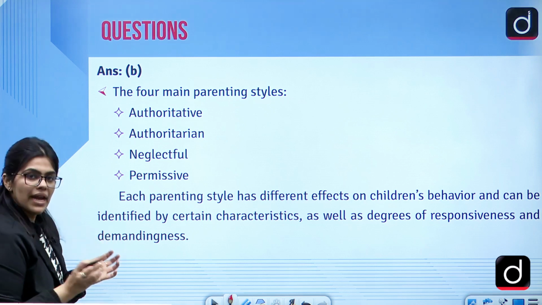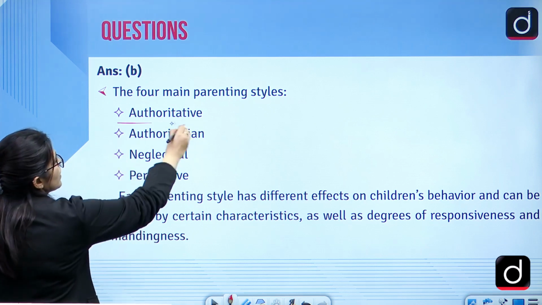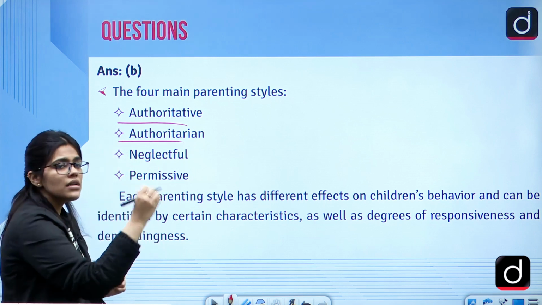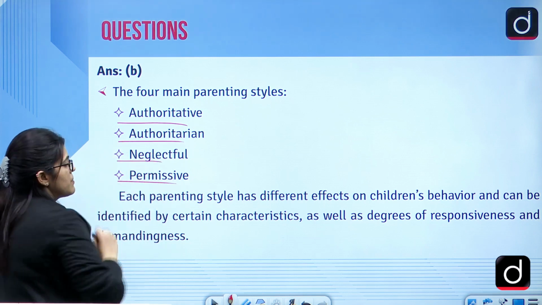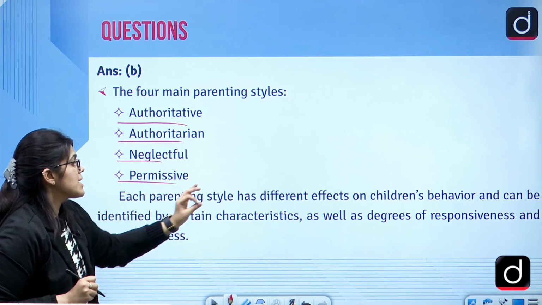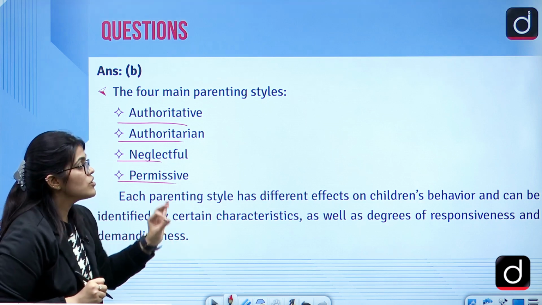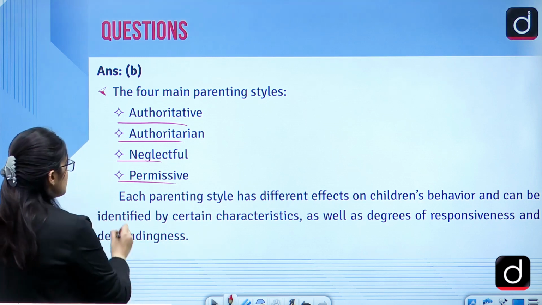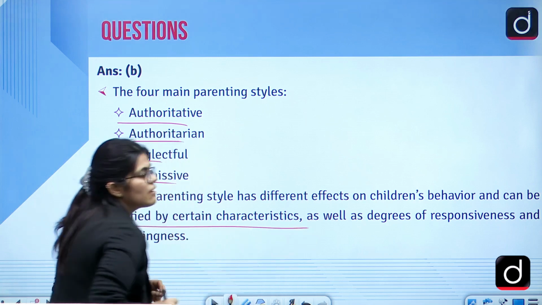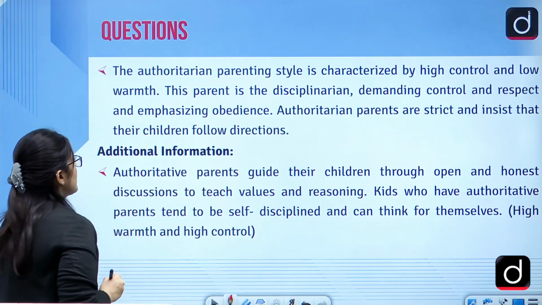So the 4 main parenting styles: authoritative, authoritarian, neglectful, and permissive. So each parenting style has different effects on child's behavior and can be identified by certain characteristics. Now let us see the characteristics.